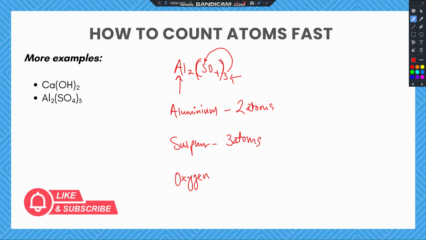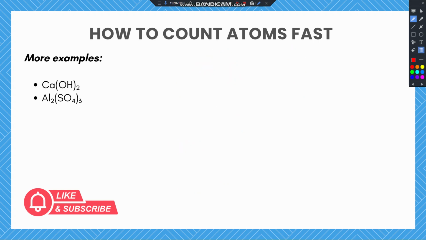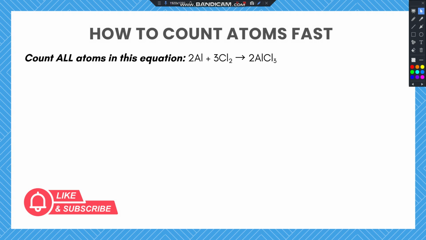How about for oxygen? Now you can see oxygen has its own subscript of 4, and there is something standing outside which is 3. That means this 3 multiplies this 4 to give us 12 atoms. So these are the steps that you take when you want to count the atoms that are present in a chemical equation or in a compound.